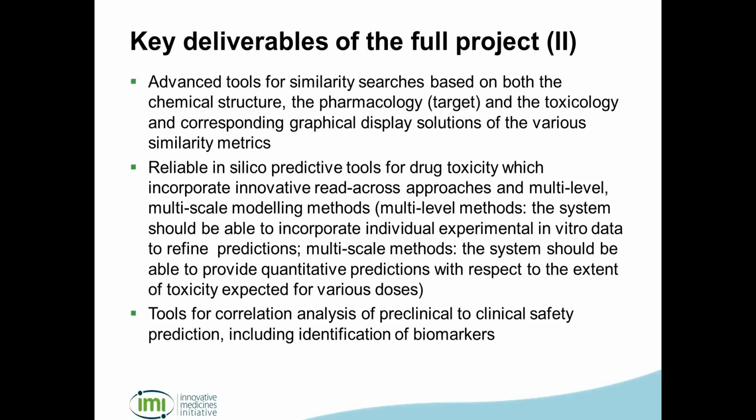We also want these predictive in silico algorithms. I will not get into detail here, but it's pretty obvious that what we want is not just to predict rat or dog toxicity, but also human toxicity. And then we want tools that are able to do, more or less automatically, the correlation between the two types of data, animal and human, as well as maybe tailored tools to dig into potential biomarkers.